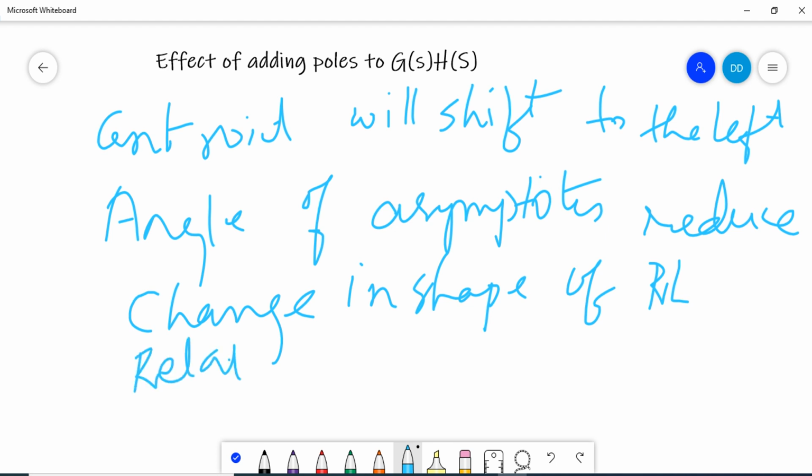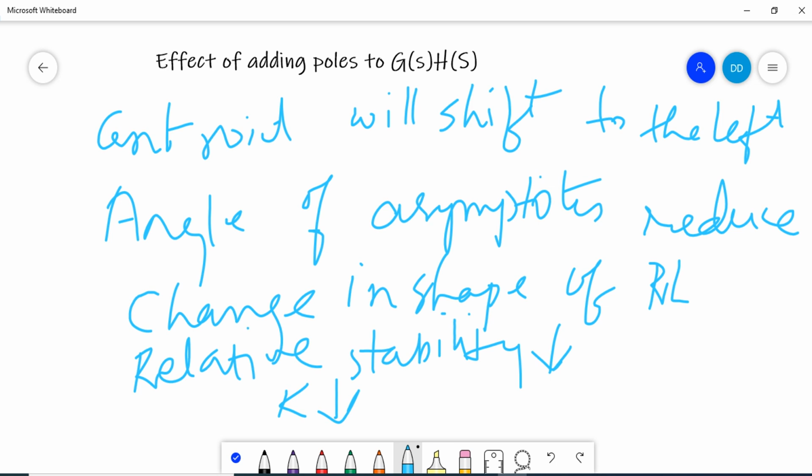And relative stability is decreased, and there is a reduction in the value of k. Even a system which was perfectly stable can become unstable as k increases to infinity.